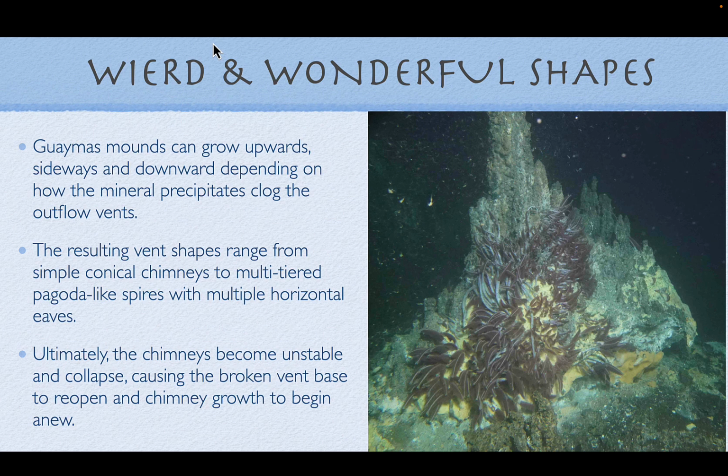The Guaymas mounds grow upwards, sideways and downwards depending on how the minerals precipitate and clog the vents. So we get a whole range of shapes ranging from simple conical shapes to multi-tiered pagoda-like spires with a whole range of subhorizontal eaves with quite often brine mirrors sitting under those eaves. Once venting ceases, the chimneys become unstable, they collapse. If there's still solutions present, when they collapse, the vent base breaks and chimney growth begins once again, and it encompasses those broken fragments into the chimney structures.